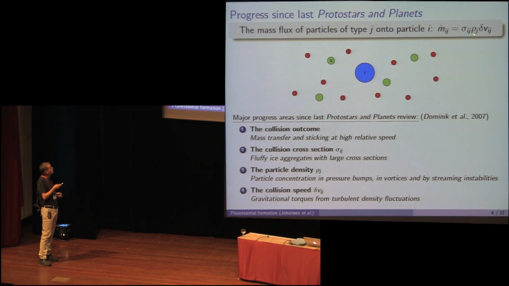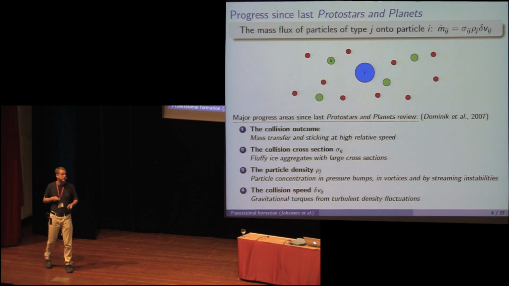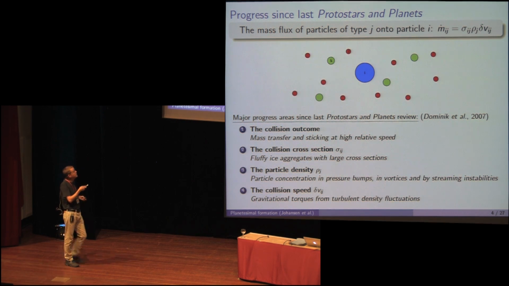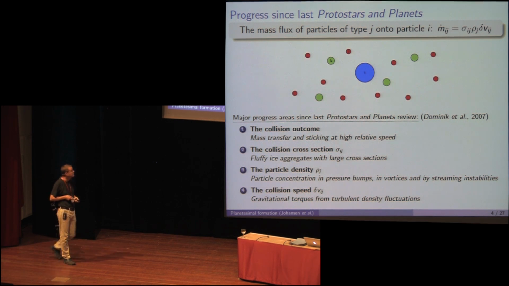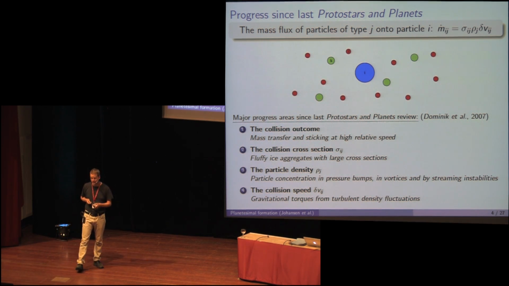And there's also progress made on the density environment here, the rho J, that actually particles are not uniformly present in the protoplanetary disk, but rather they are concentrated in pressure bumps, in vortices, and by streaming instabilities. And finally, this last term here, the relative collision speed: there are also some new realizations that the gravitational torque from turbulent density fluctuations is important for determining the collision speed.